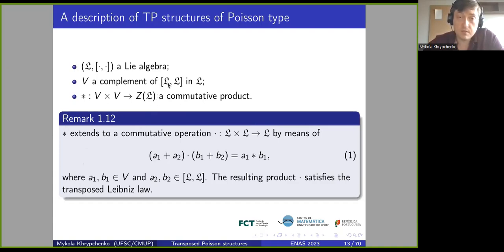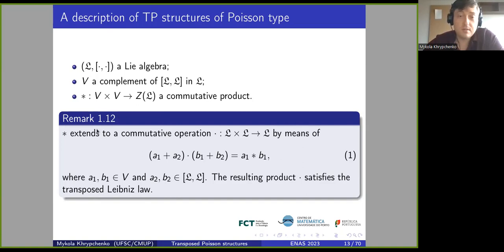consider its square, and consider a complement of this square in your algebra. Of course, if the square coincides with the algebra, then the complement is just 0. But in general, it's not the case, and you have a complement, just a vector space complement. Of course, it's not unique, but just fix one. And consider a commutative product defined on this complement with values in the center. Again, the center can be 0, so this can be just a trivial product, but in general, it's not the case.